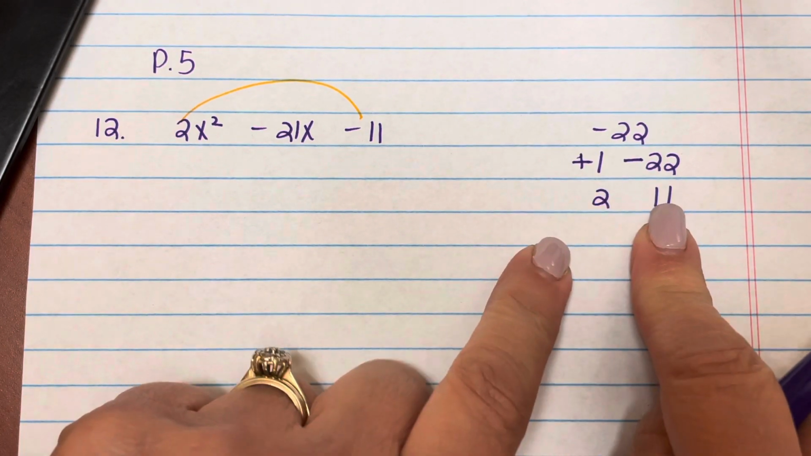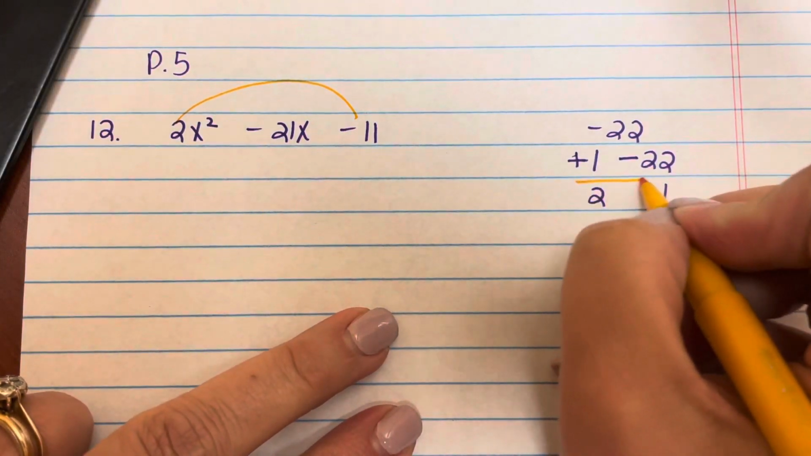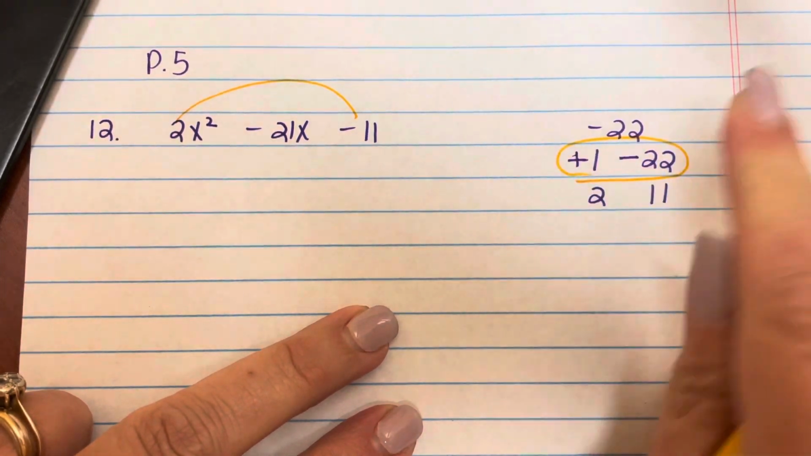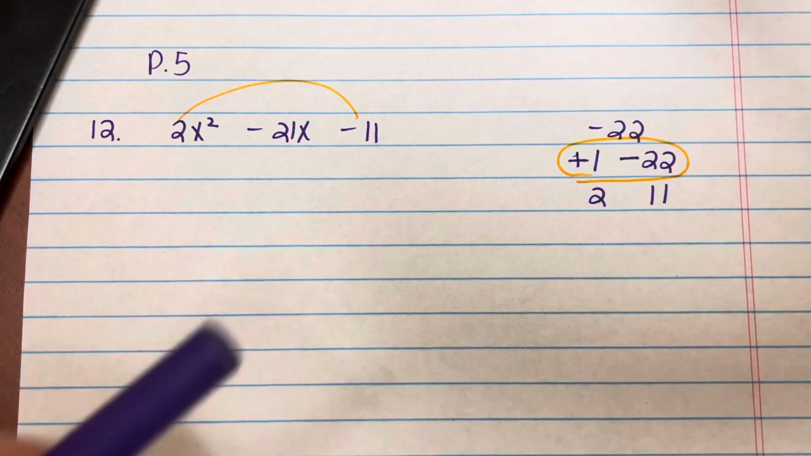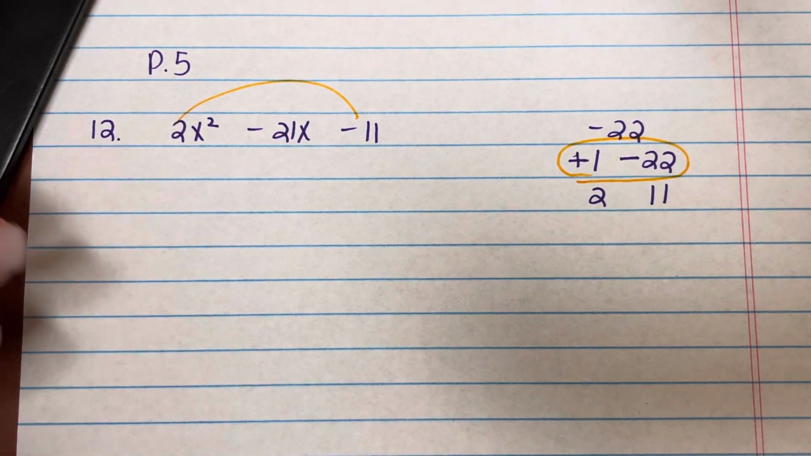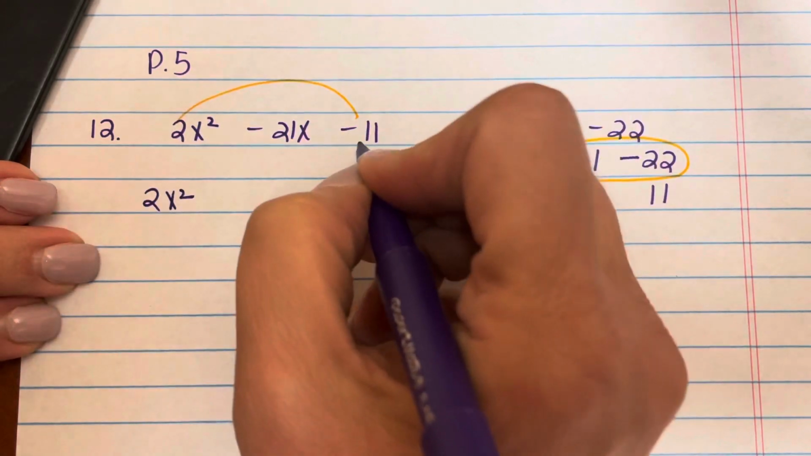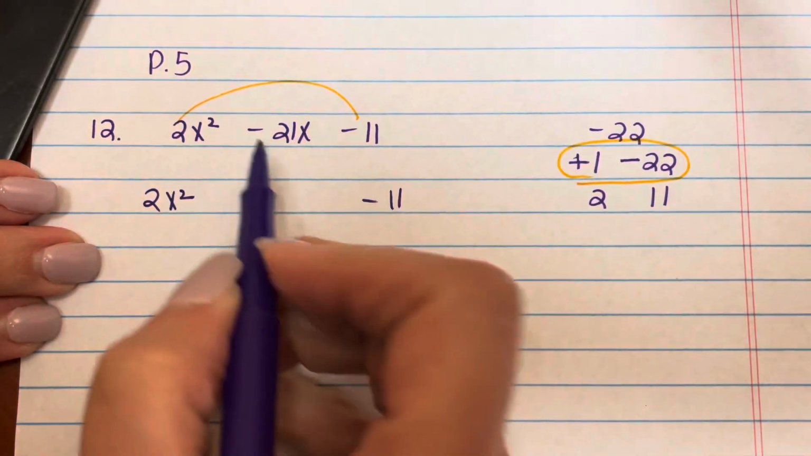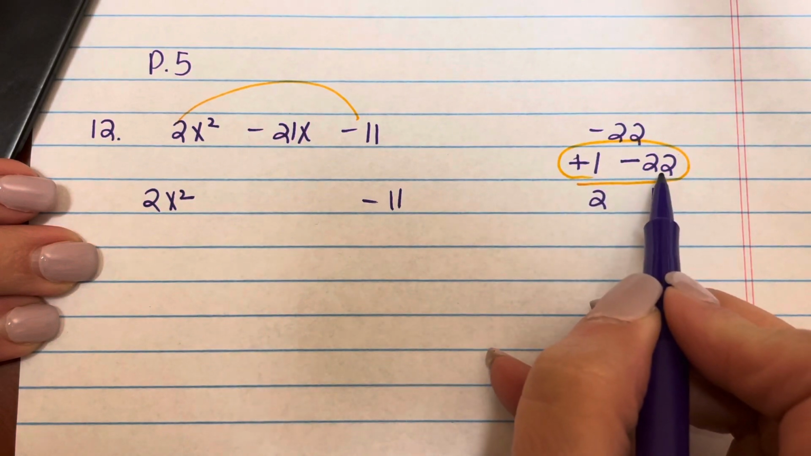The 2 and the 11 would add to maybe 13 or 9. So I don't need the 2 and the 11. Don't use those. We're going to use this pair, and we're going to take this pair to rewrite this term. We're going to keep the 2x squared. We're going to keep the negative 11. And we're rewriting 21x with a plus 1 and a minus 22.